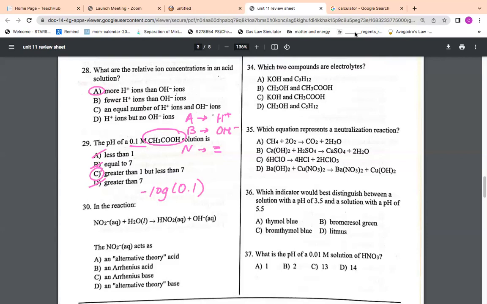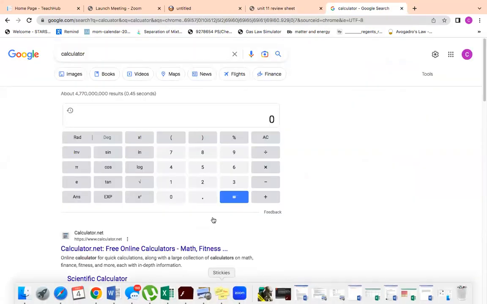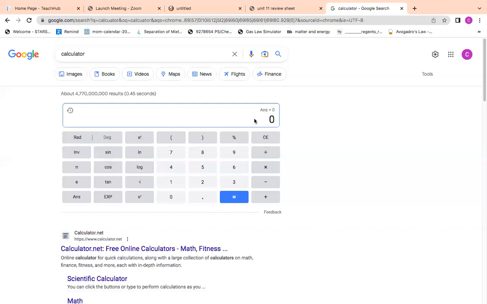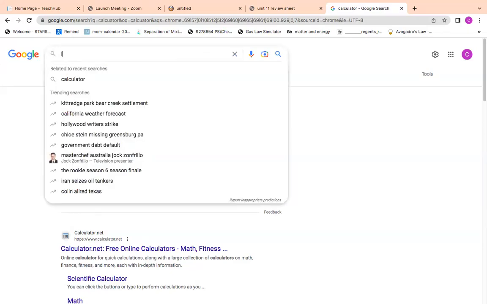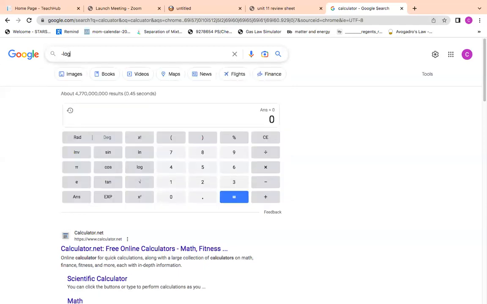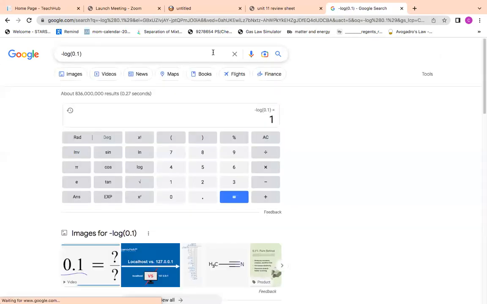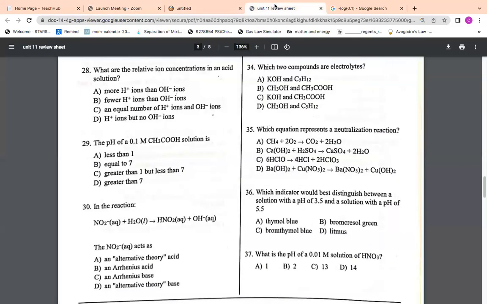If you plug this into the calculator, we can go do that now together. So if I type in negative log 0.1, we get 1. So the pH is 1, but it's not less than 1. Again, that's why choice A wouldn't have worked. So we would want to go with choice C.